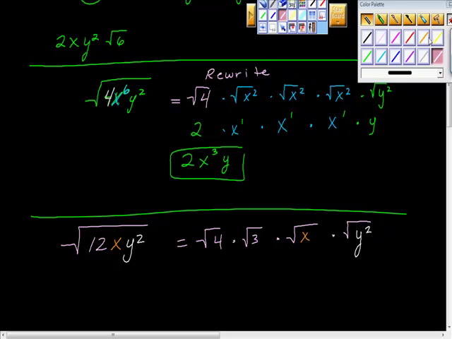Now go back and start answering the questions. What's the square root of 4? Well, the square root of 4 is 2. What's the square root of y squared? Is just y, isn't it? And the square root of 3 is just the square root of 3. And the square root of x is just the square root of x. So I'm just going to multiply 3 times x, and I'm going to get the square root of 3x. This 3 is that one, and this x is that one.